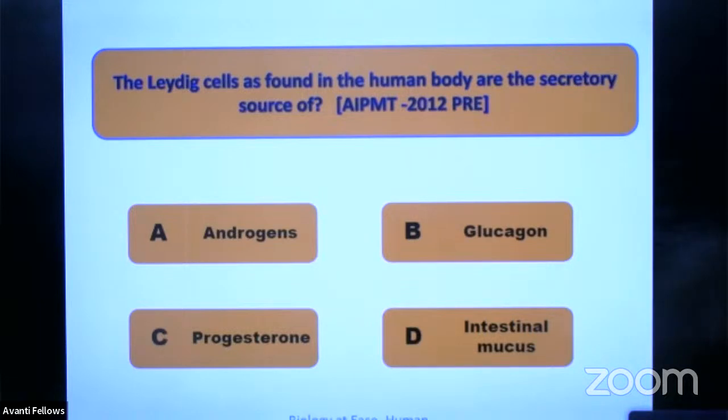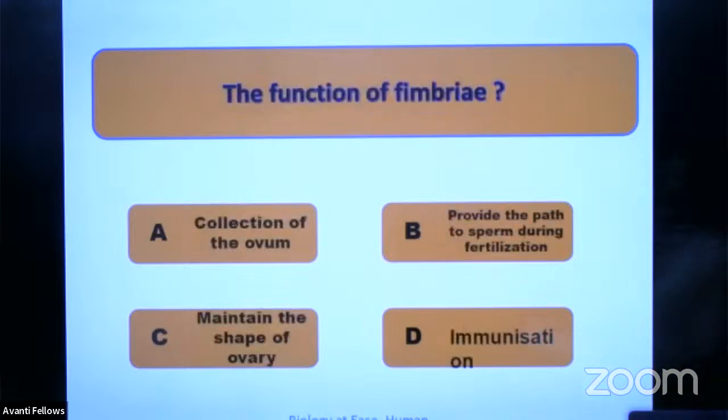Which Leydig cells secrete which type of chemical here? Androgen, glucagon, progesterone, and industrial mucus. It is very clear that the answer is androgen only. It works in the body of the male as the principal male sex hormone. Then we will move to the next question, number 15.